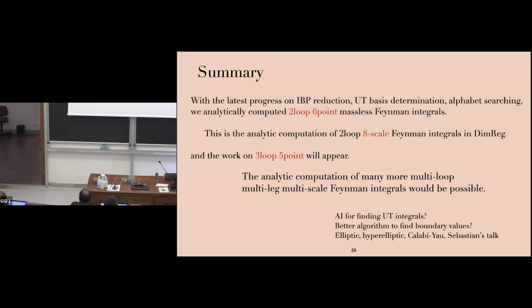The boundary value is still a big problem. In some cases, we can use AMFlow or some way to automatically find these high-digit boundary values, but in principle, if some integral is really multi-loop or really multi-leg, then AMFlow couldn't run. We couldn't find the boundary value.